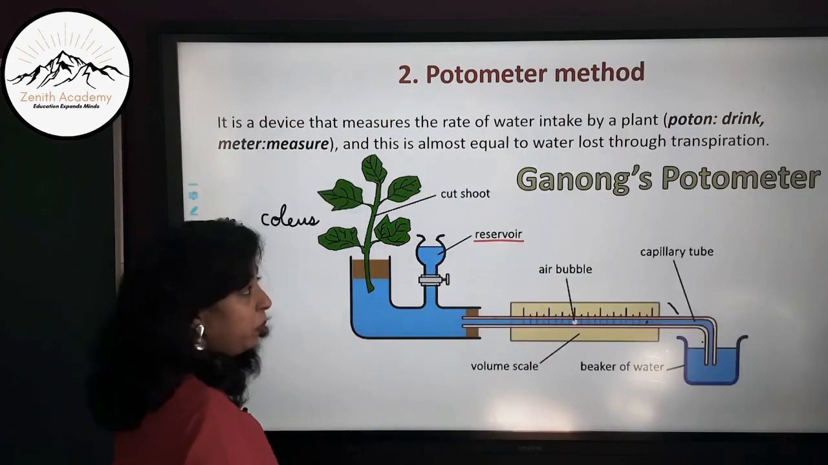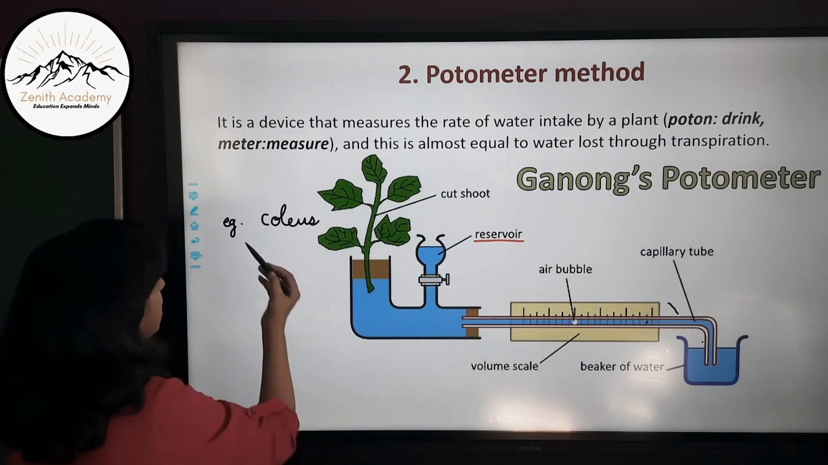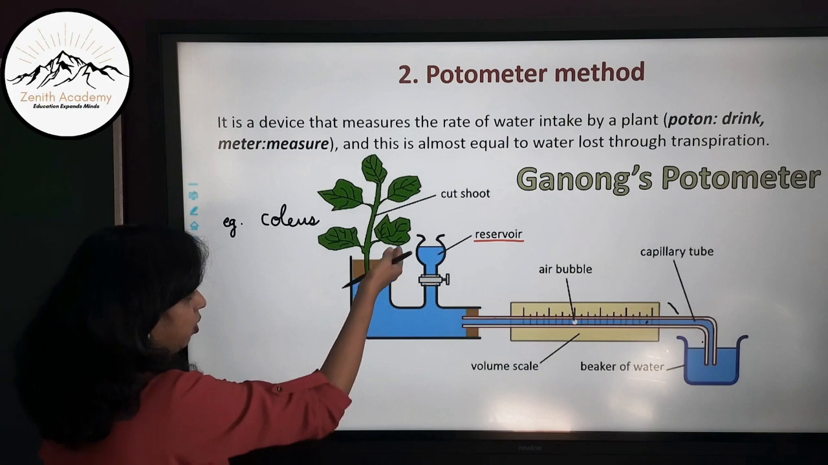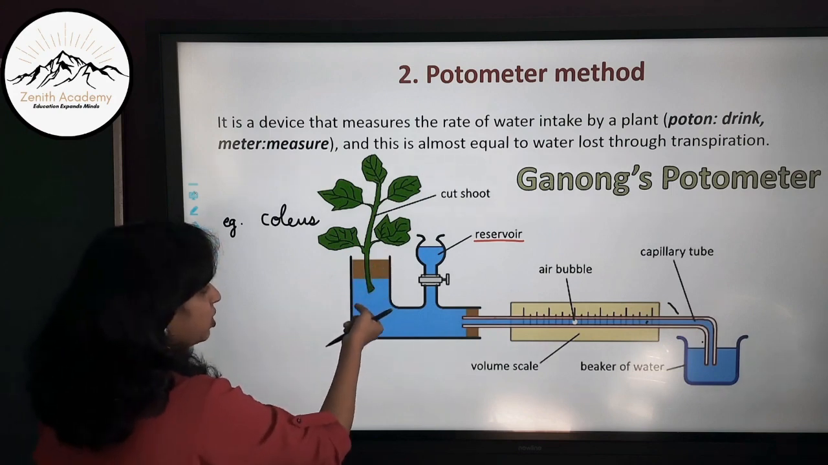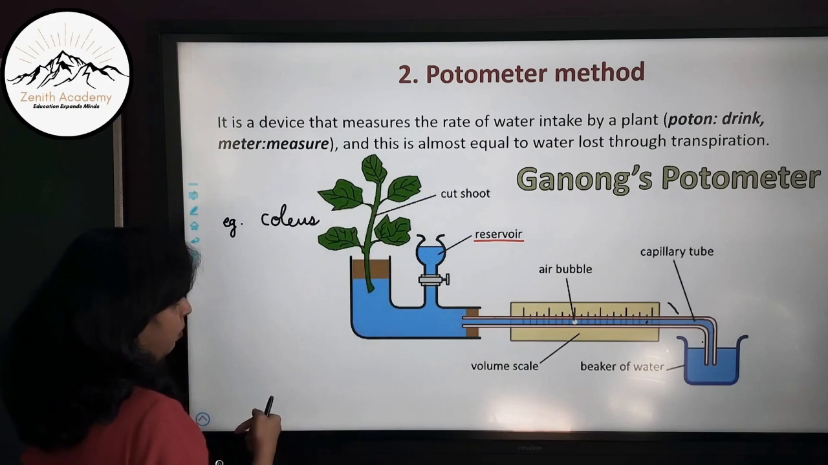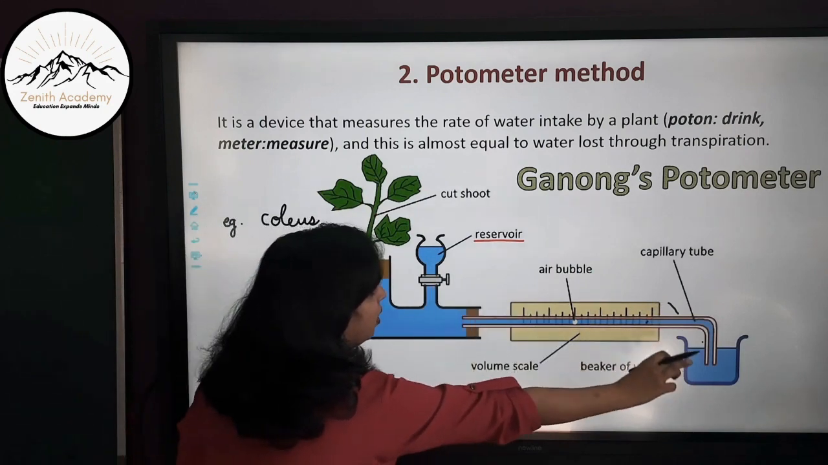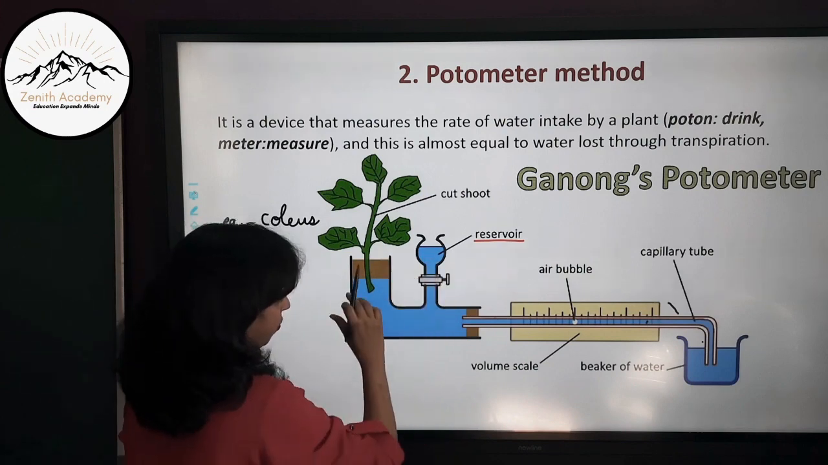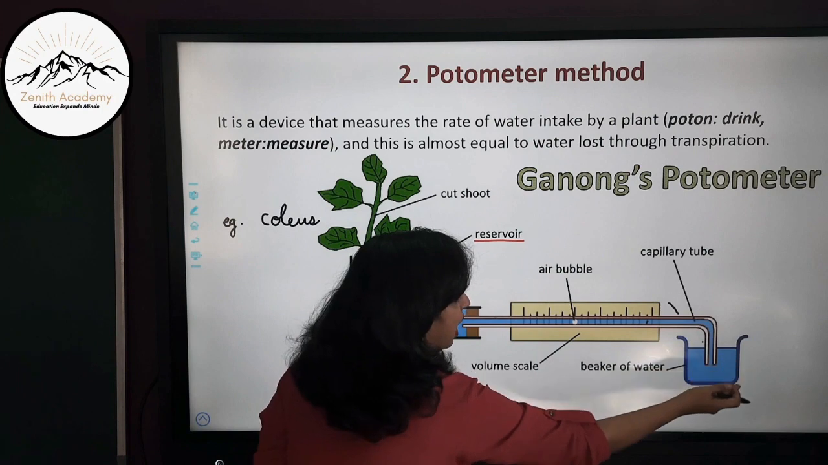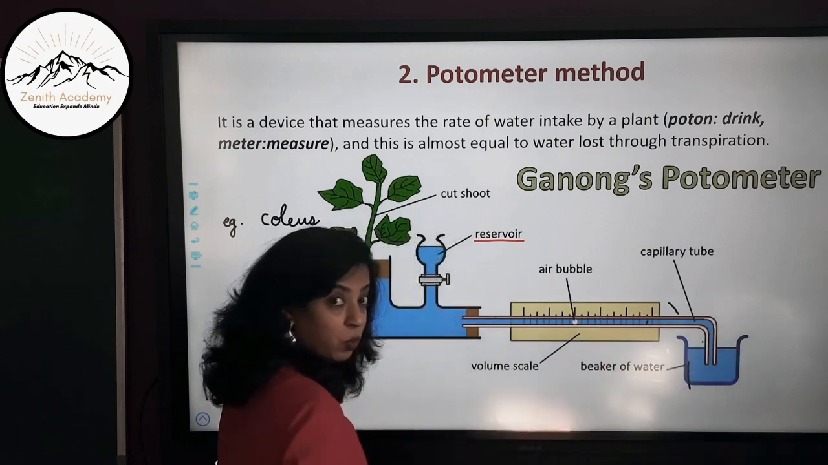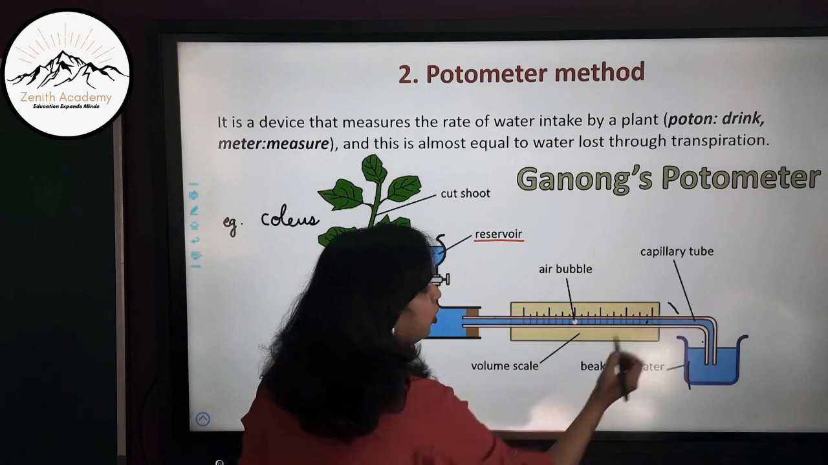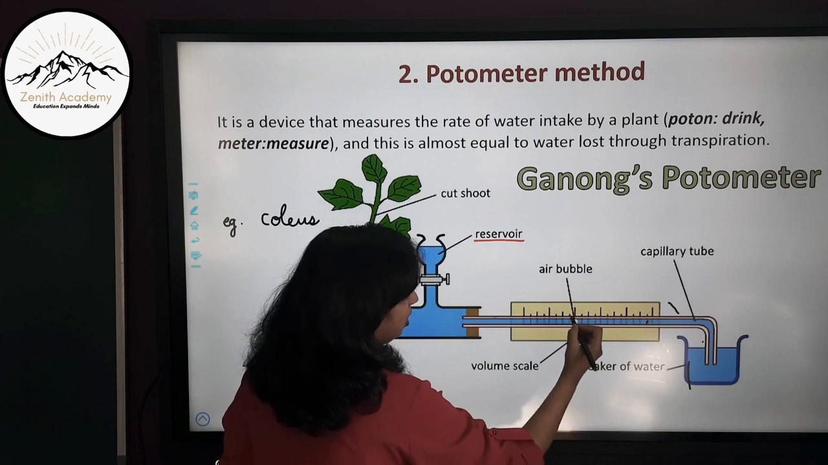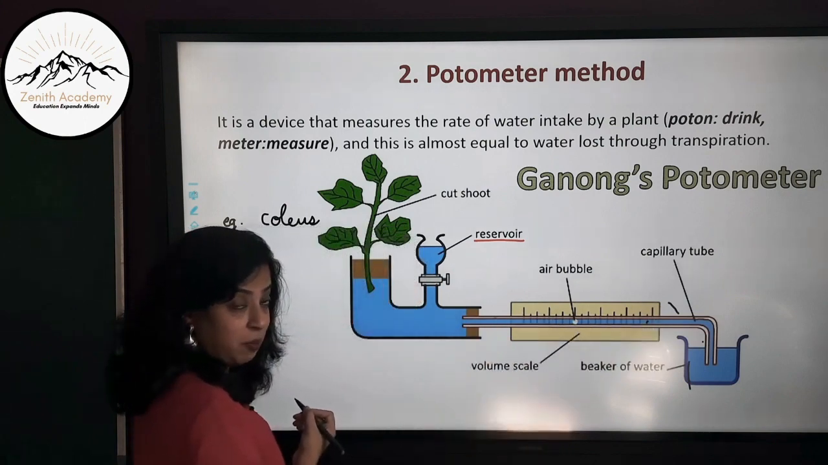Now in a Ganong's potometer, a twig of any suitable plant is inserted. The twig is cut obliquely with a sharp knife so that the surface is larger and more water can be absorbed. Now this whole apparatus is completely filled with water, so there is no air space. The reservoir is filled with water, and even the beaker into which it is dipping is filled with water. This horizontal tube is calibrated, marked, or graduated, with graduations from where readings can be taken.